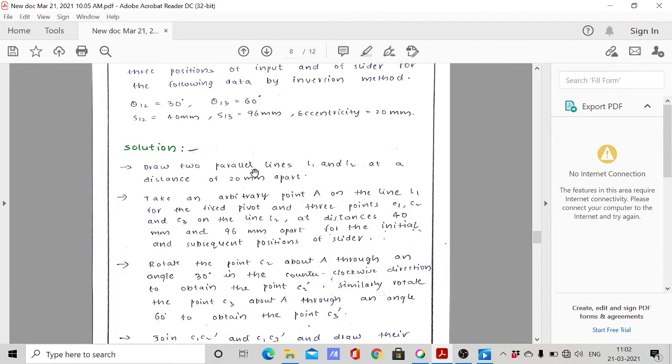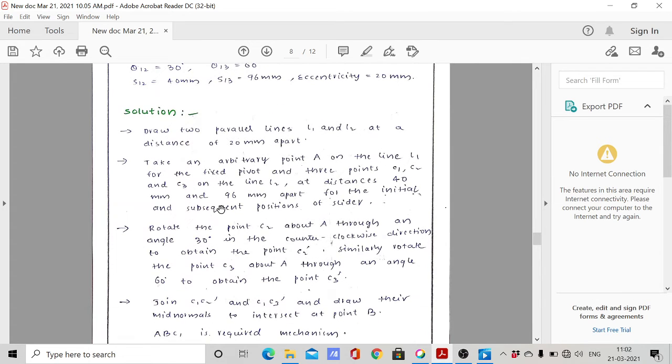Draw two parallel lines L1 and L2 at a distance of 20 mm apart. Take an arbitrary point A on the line L1 for the fixed pivot, and 3 points C1, C2 and C3 on the line L2 at a distance of 40 and 96 apart for the initial and subsequent positions of the slider.